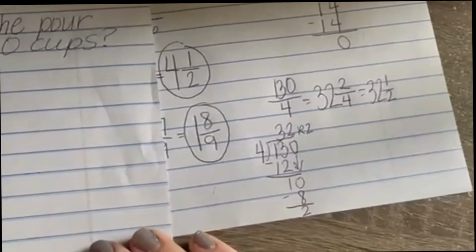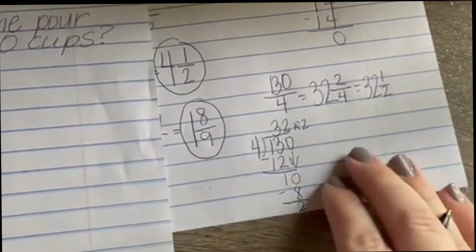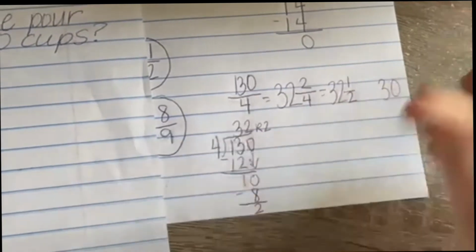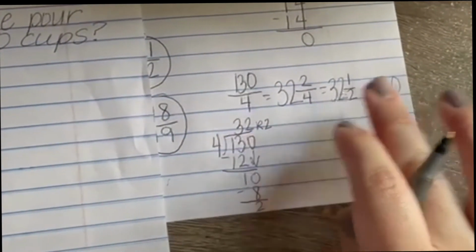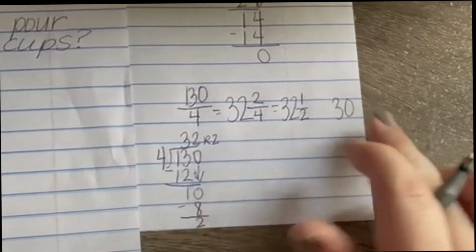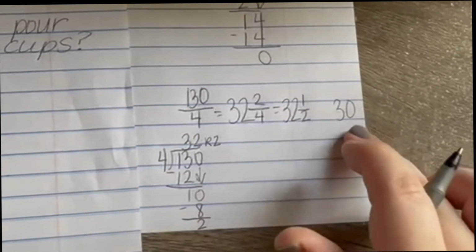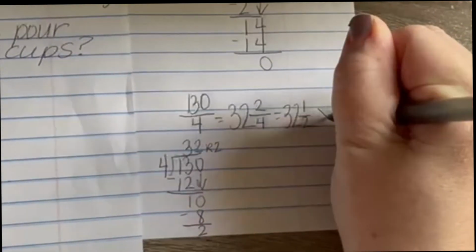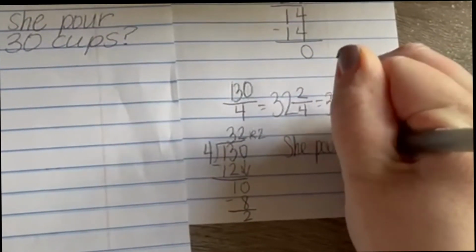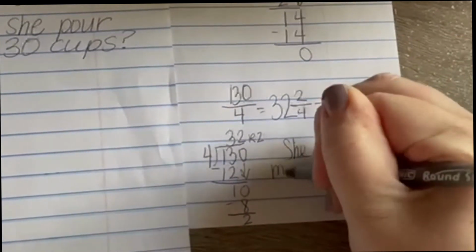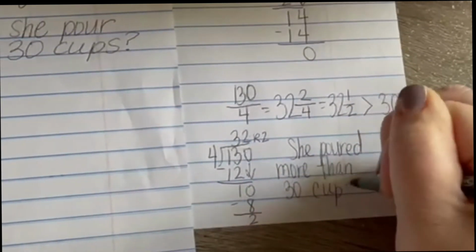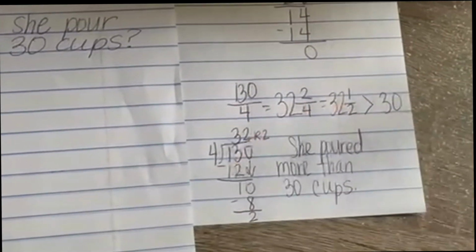And now back to the problem. It says, did she pour more or less than 30 cups? So I like to leave a space because that's where my symbol is going to go, and then write 30. So now we know the two numbers we're comparing are 32 and a half and 30. And when you compare two numbers, you always start with the whole number before moving on to the fraction. So let's start with the whole, 32 and 30. Well, we know 32 is greater than 30. So that means she poured more than 30 cups. So that's what your answer should look like. That's how you would answer this story problem.